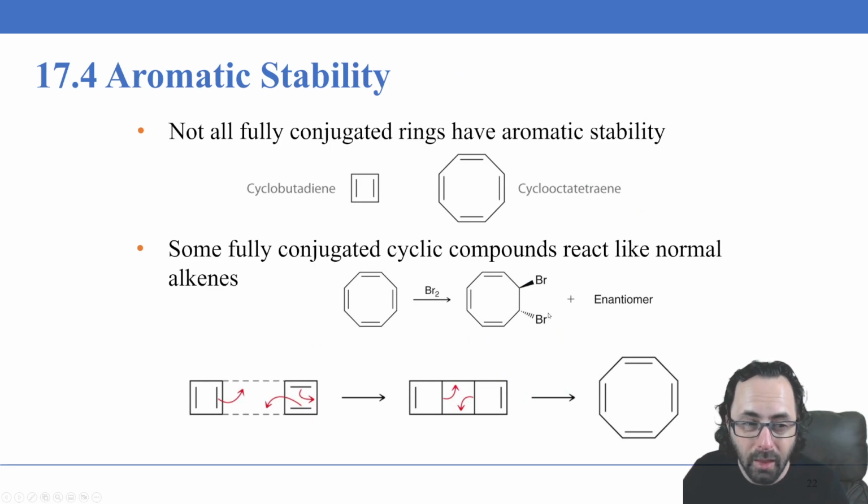It's important to note that although benzene has this aromatic stability, not all fully conjugated rings have this. For example, cyclobutadiene is not considered aromatic. It does not have the spectacular stability that a benzene ring does. Neither does cyclooctatetraene. So cyclo, circle, octa, 8 carbons, tetra, 4 double bonds, tetraene. Unlike benzene rings, cyclobutadiene and cyclooctatetraene will participate in addition reactions because their alkenes are similar to another alkene that's not involved in an aromatic ring, because these do not have that special aromatic stability.